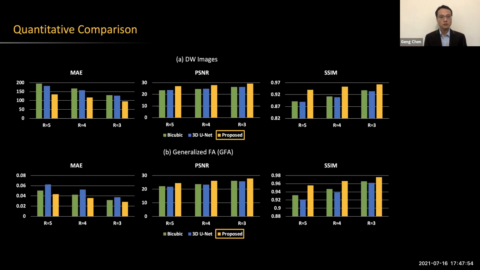These are the quantitative results evaluated using different metrics, including mean absolute error, peak signal to noise ratio, and the structural similarity index. The top part is for the results regarding diffusion weighted images. We can see the proposed method outperforms the baseline methods at different undersampling ratios. And the bottom shows the results for the generalized FA, which is another microstructure index. Consistent improvement can be observed in the GFA results.